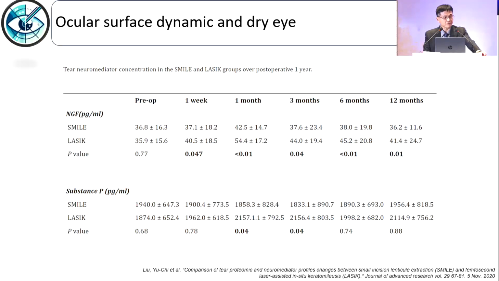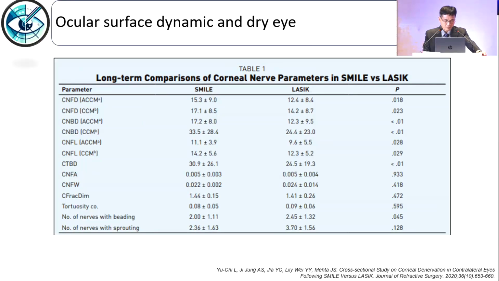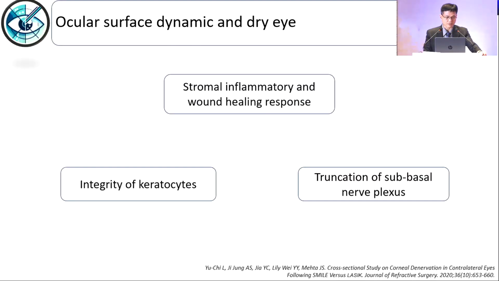This is a paper published by John Mesa's group. It also points out more NGF and substance P production in the LASIK procedure, which indicates a more intense stromal wound healing process. How about the long-term comparison of nerve parameters in SMILE and LASIK? Although both procedures damage the corneal nerve and it never returns to normal, even after 5 years of follow-up, here you can see more nerve preservation in the SMILE procedure compared to LASIK.